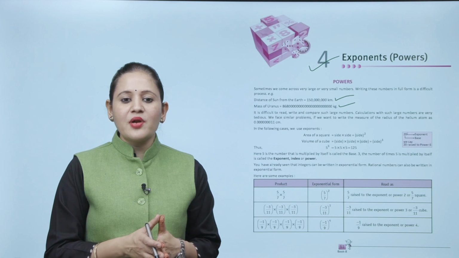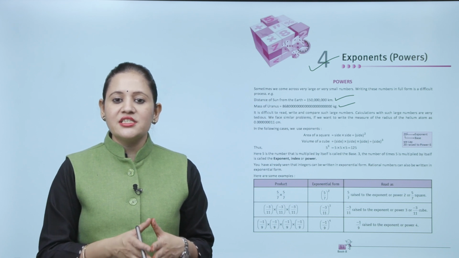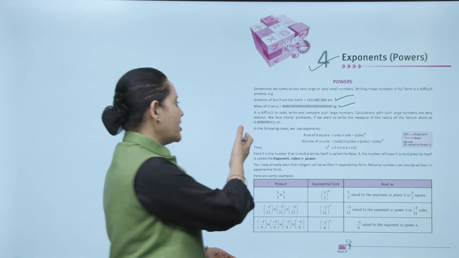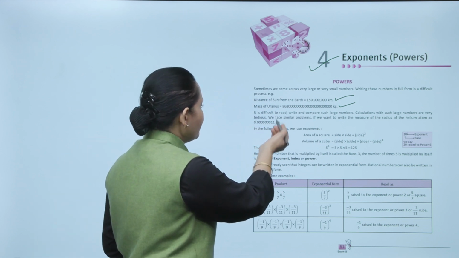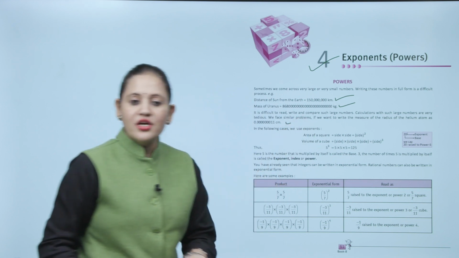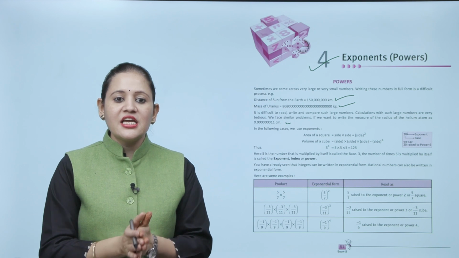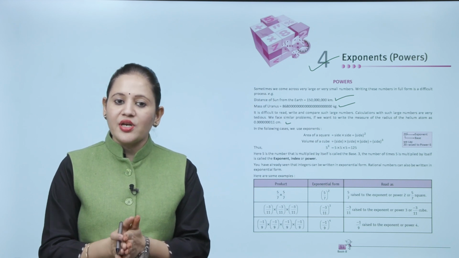We face a similar problem if we want to write the measure of the radius of the helium atom as 0.00000011 centimeter. So it is very difficult to read and write these kinds of numbers. In that case, in the following cases, we use exponents.